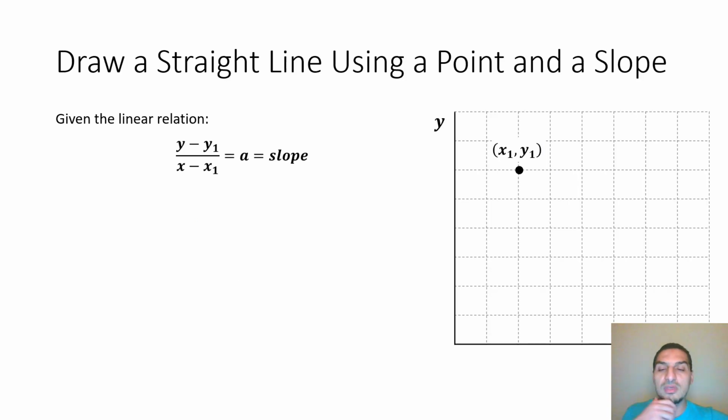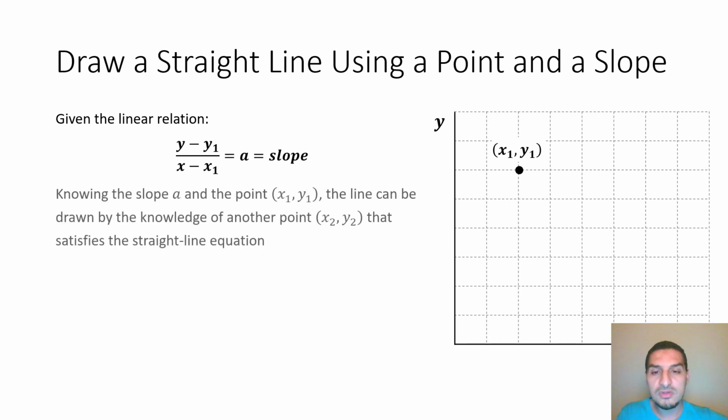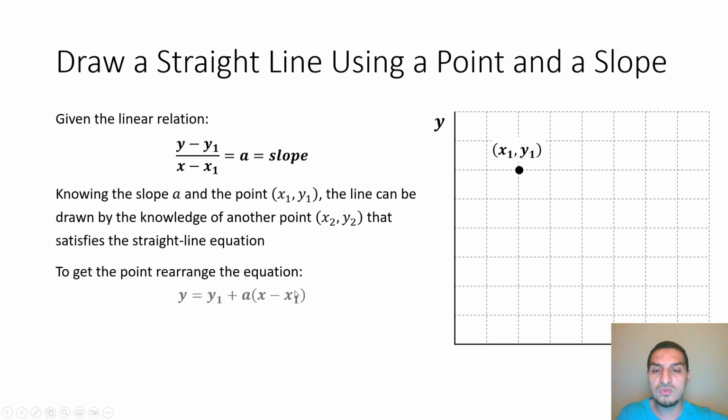So back to the case that we have. I need another point. Any other point is going to be enough for me to draw the line. So it's as simple as getting any random point. So I can rearrange the equation to be in this form: y equals y1 plus a multiplied by x minus x1. So I just multiply these two and get y1 on the other side, and it's the same equation. It's just another form.